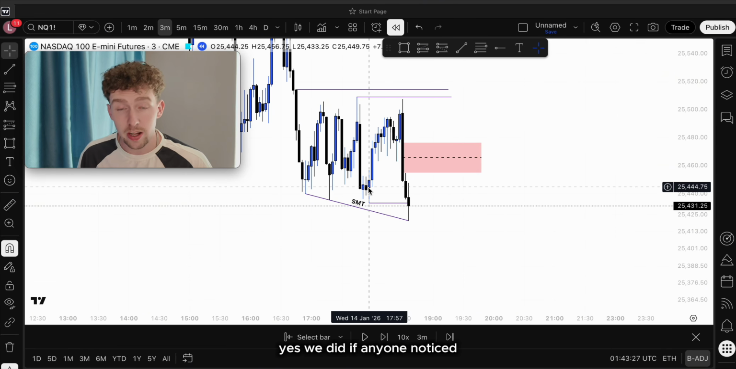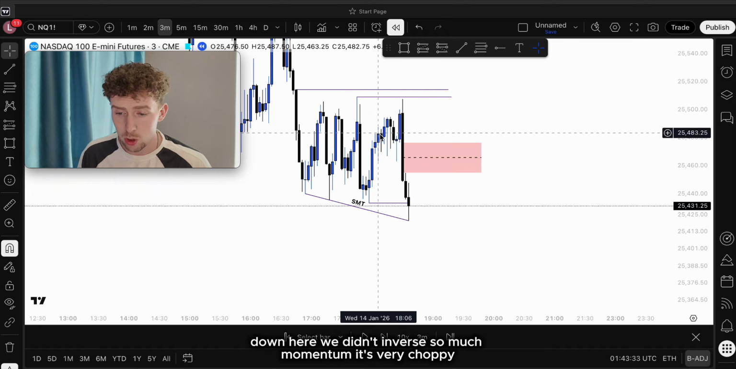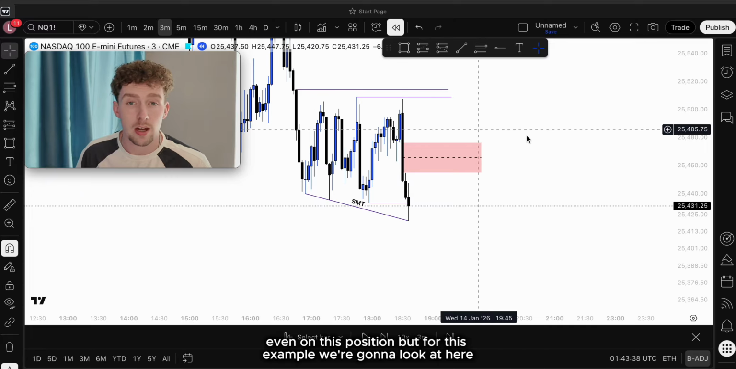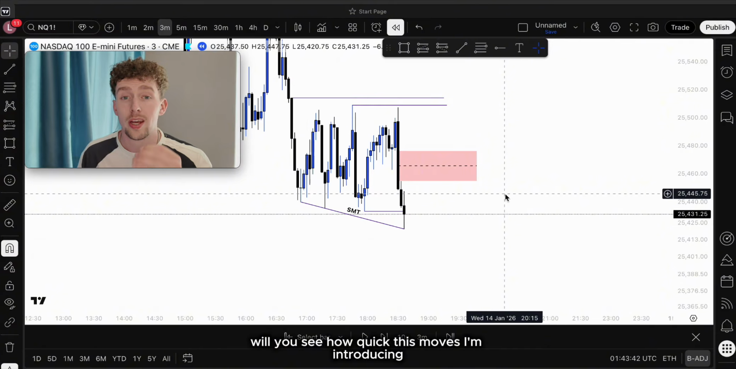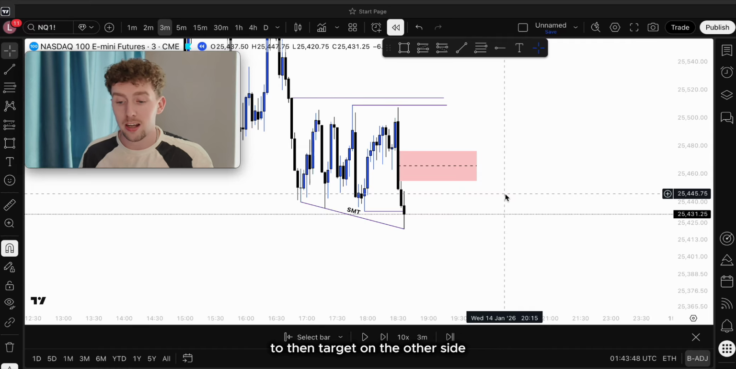Yes, if anyone noticed, we did get this inversion right here back up. We didn't have SMT down here. We didn't inverse with so much momentum. It's very choppy. It ends up going up and you would have been break even on this position. But for this example we're going to look at here, wait till you see how quick this moves. I'm introducing how we use the liquidity on one side of the chart to then target the other side.